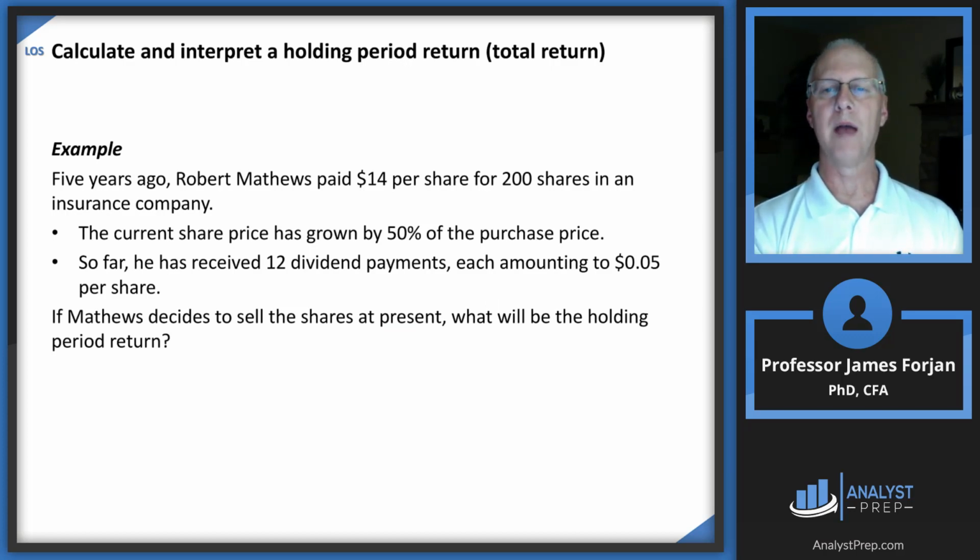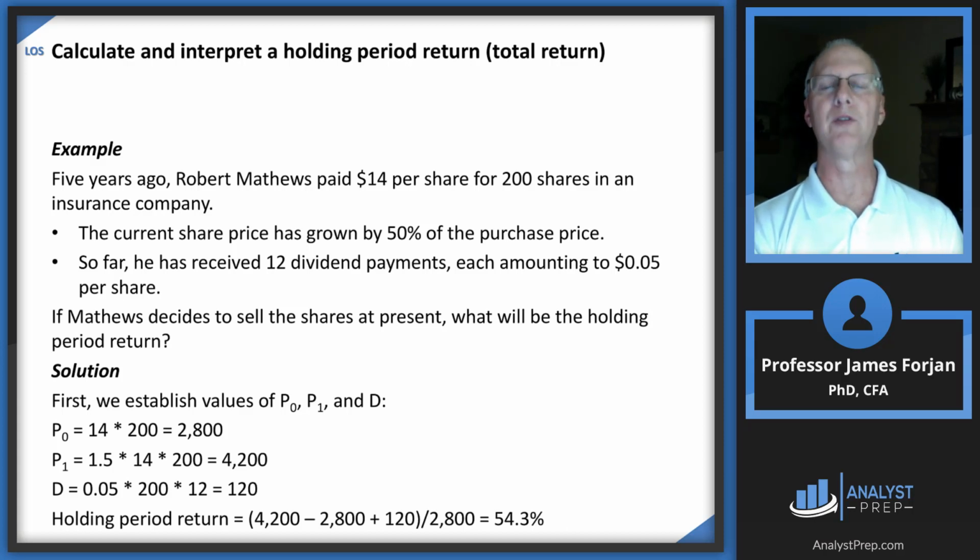5 years ago, Robert Matthews paid $14 per share for 200 shares in an insurance company. The current share price has grown by 50% over that 5-year time period. And in that time period, he has received 12 dividend payments, each amounting to 5 cents per share. If Matthews decides to sell those shares at its present price, which is 50% more than 14, what will the holding period return be?